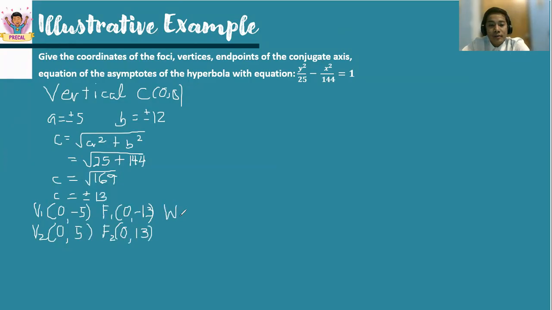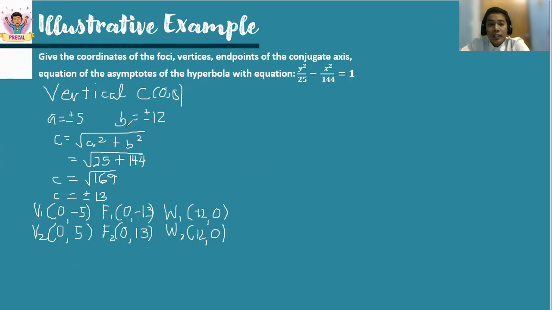Now, for the endpoints of the conjugate axis, these points are located along the x-axis. So the abscissa has values the same as b. So that will be negative 12 and 12 respectively. And for the ordinate, it has a value of 0.